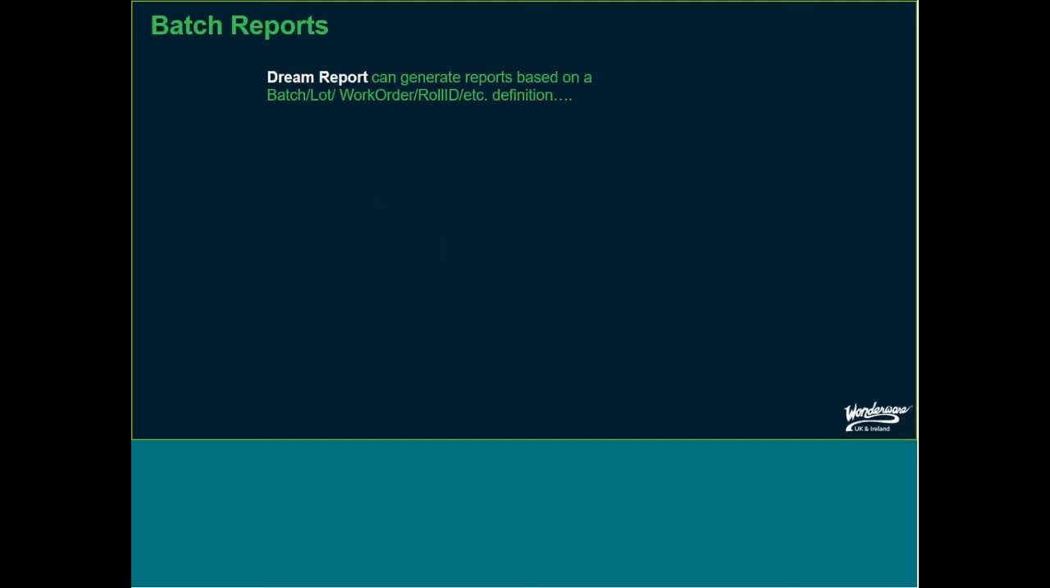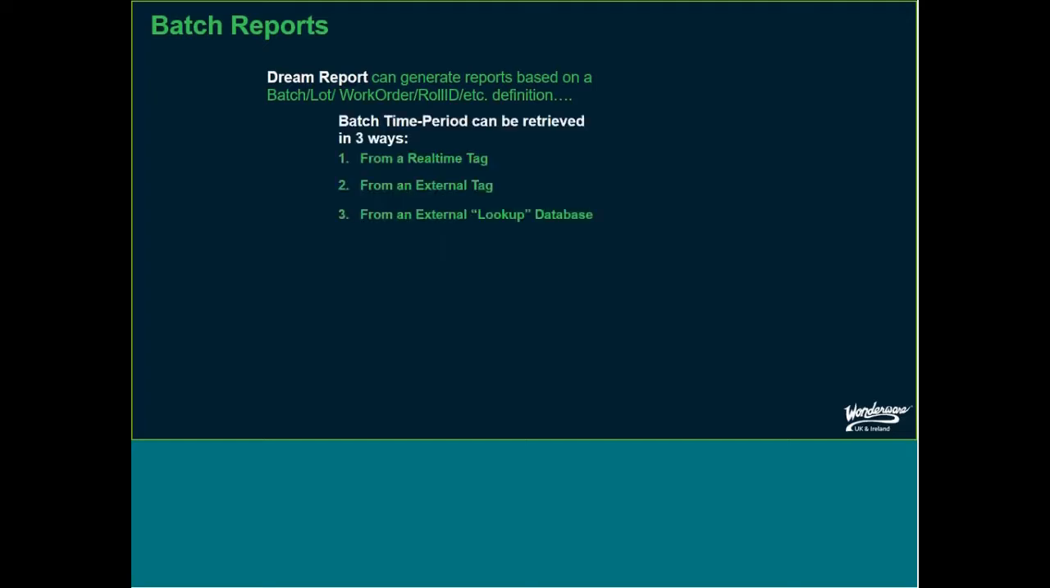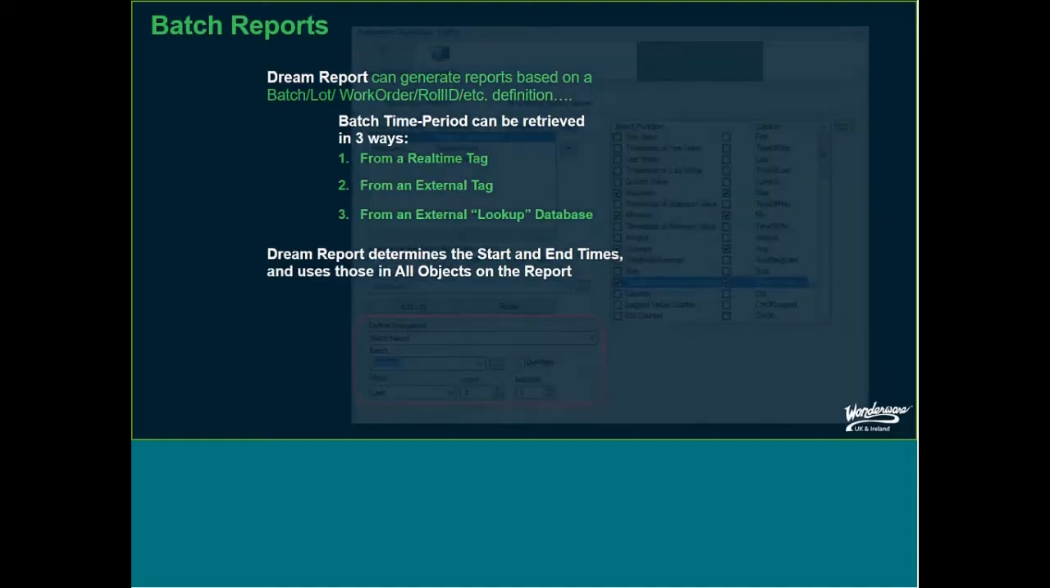And of course, in the industrial environment, this is very important, so that we can generate reports for batches, for lots, for work orders, for production runs, or any other kind of batches that we may have. Batch time periods can be retrieved in 3 ways: from a real-time tag coming from our SCADA or HMI system, or from an external tag from a historian database, or from any other kind of SQL database, like for instance our in-batch database. Dream Report determines the start and end times and uses those in all objects on the reports.